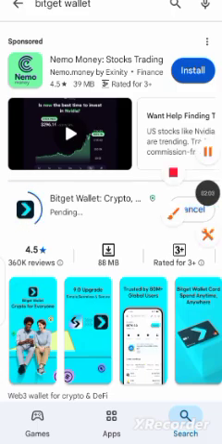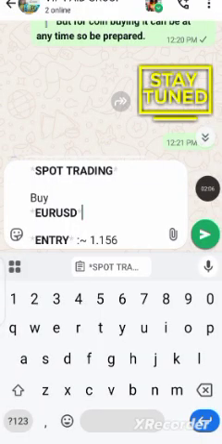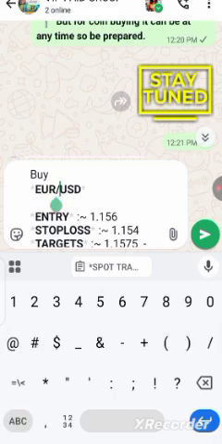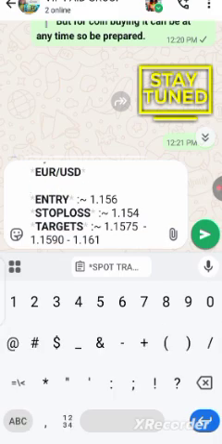Now let me go to our group. This is a particular trade that has been posted on our VIP group. You see I indicated it as spot trading. You're going to buy EUR USD. This is what you're going to buy. We're going to enter at 1.156. We're going to stop loss at 1.154, and the target that we are looking forward to is 1.15762 all the way to 1.16.